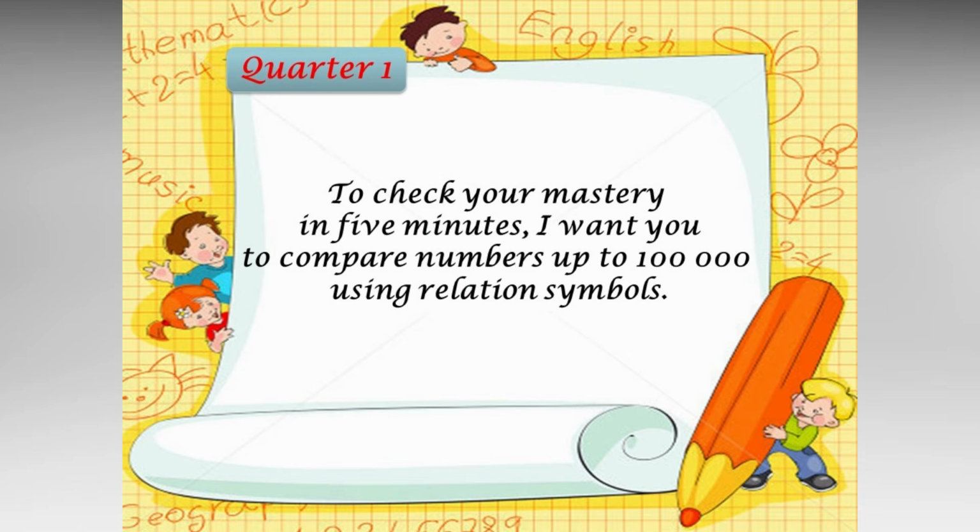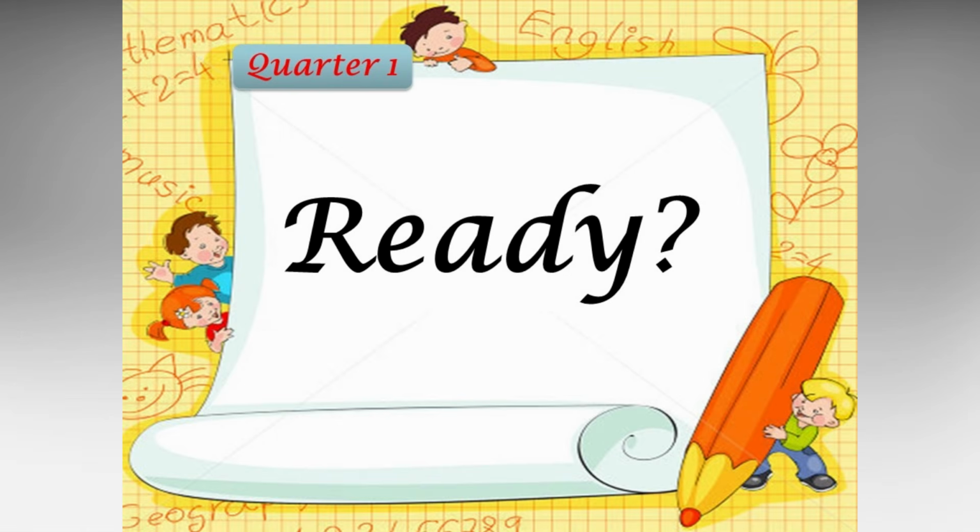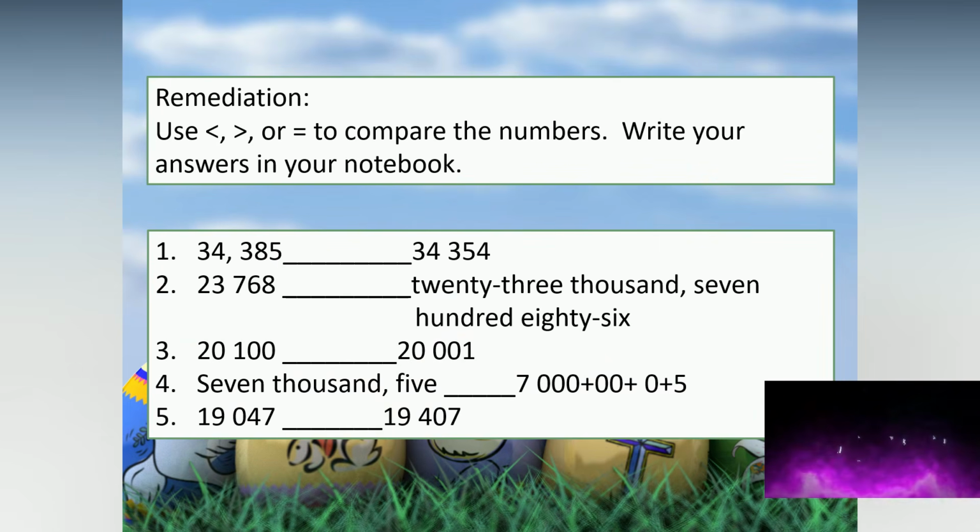To check your mastery, in 5 minutes, I want you to compare numbers up to 100,000 using relation symbols. Ready? Your timer starts now.